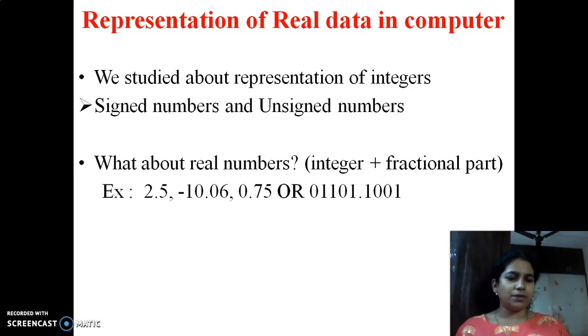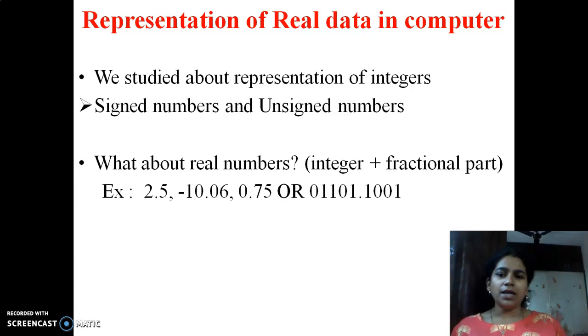So three methods we studied for that: sign magnitude, ones complement, and twos complement form. Out of that, we learned that negative numbers can be represented in only one way, that is in their twos complement form. Now let us go to the real numbers.